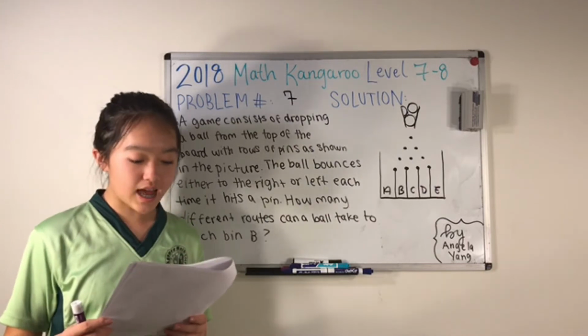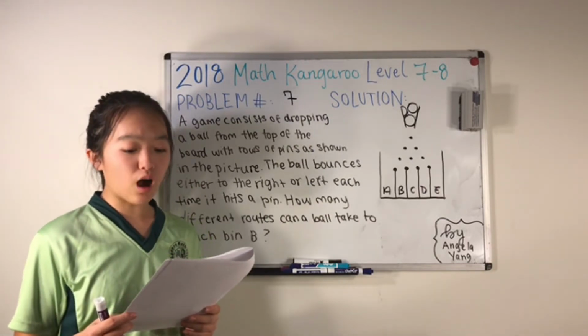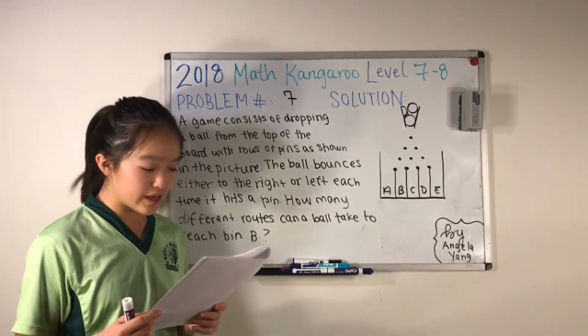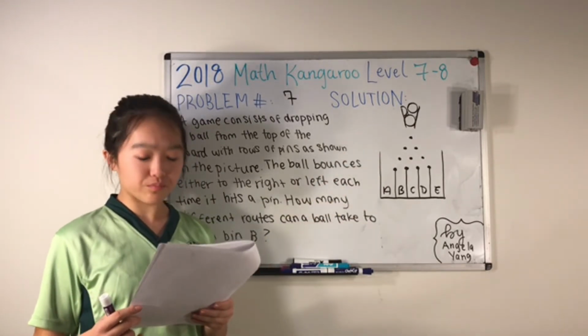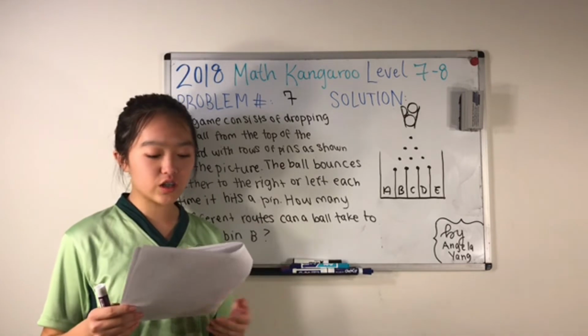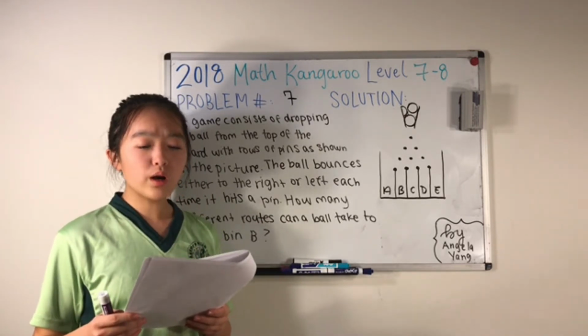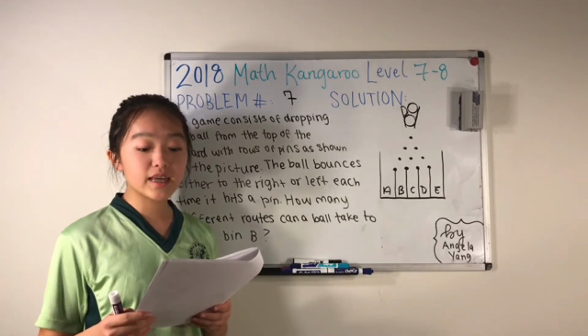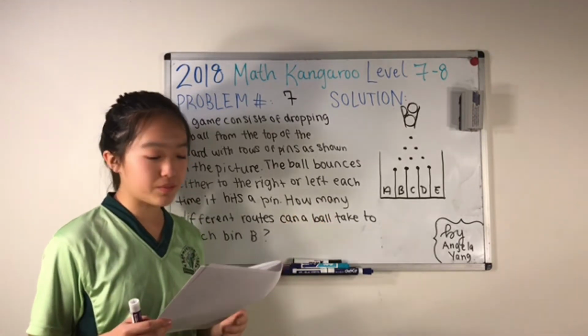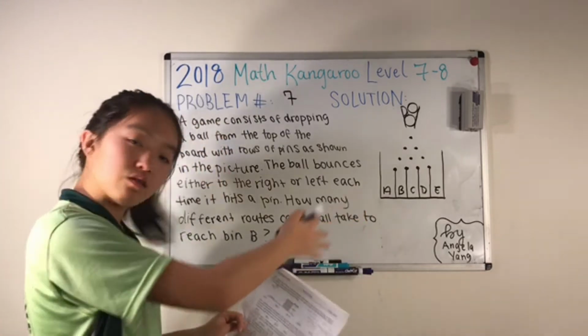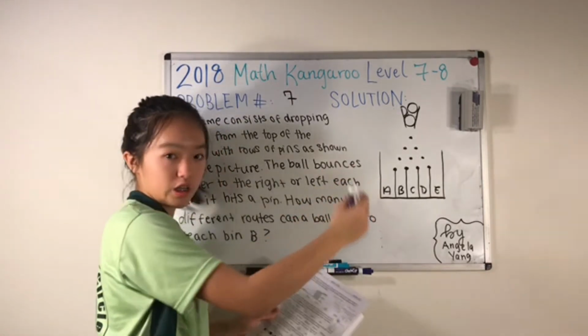Problem number 7 says, a game consists of dropping a ball from the top of the board with rows of pins as shown in the picture. The ball bounces either to the right or to the left each time it hits a pin. One possible route for the ball to take is shown below. How many different routes can a ball take to reach bin B? I didn't put down the route because we're going to figure out each one.